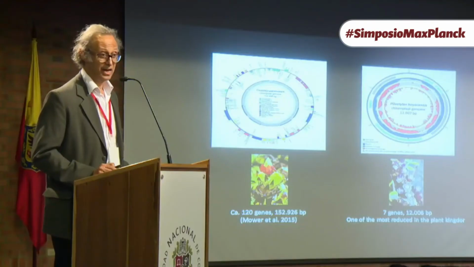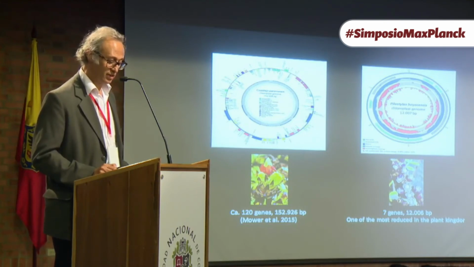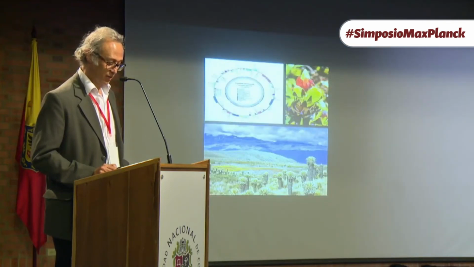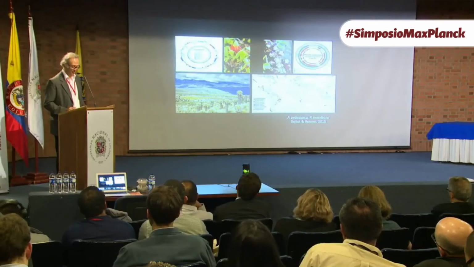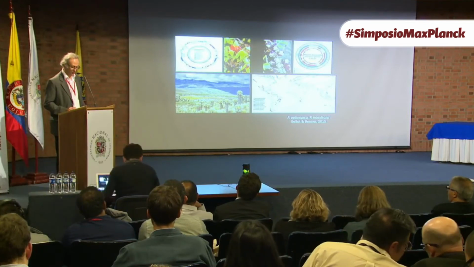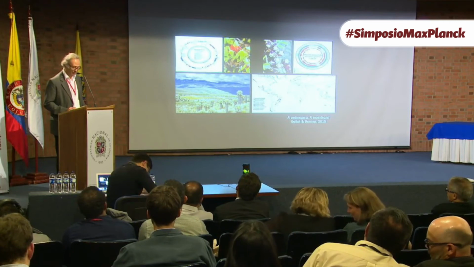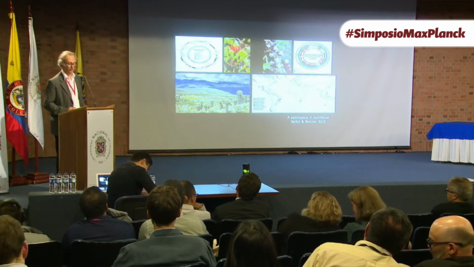On the contrary, the plastome of the holoparasite Pilostyles boyacensis, as expected, is very much reduced. Only 7 genes and over 12,000 base pairs, being one of the most reduced plastomes across the plant kingdom. This makes sense, as our paramo ecosystems are quite young, whereas similar extreme plastome reduction in Pilostyles has been reported from African and Australian species, from which we can assume that this plant parasitism is actually one of the oldest on Earth. With this, I finish my presentation.